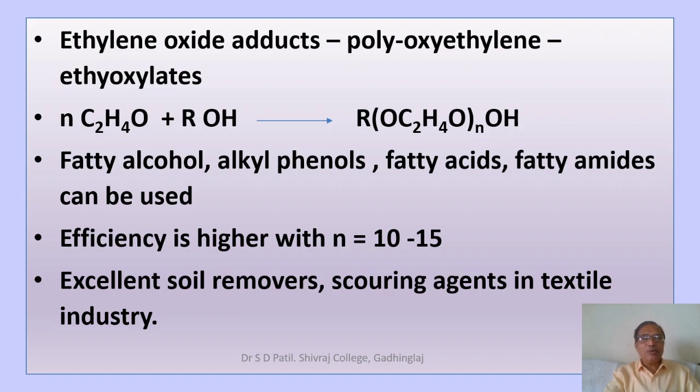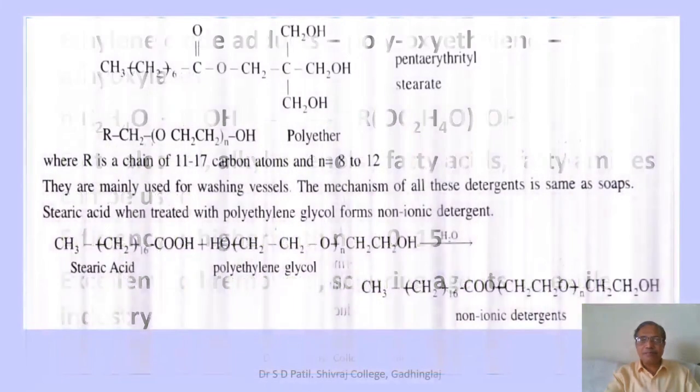Fatty alcohols, alkyl phenols, fatty acids, and fatty amides can be used for this purpose, which give the hydrocarbon portion and can be converted into the corresponding ethylene oxide adduct. The efficiency of these molecules is higher with n equal to 10 to 50, the number of carbons 10 to 50. These are excellent soil removers and scouring agents in the textile industry.